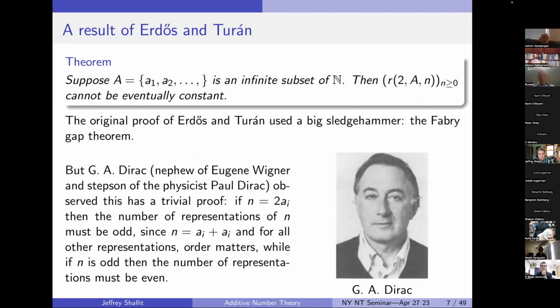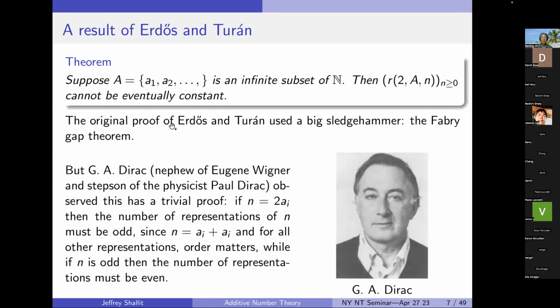So, one of Erdős and Turán's first papers on this subject, they proved the following. Suppose A is some infinite subset of the natural numbers. Then if you look at R2A(n), just to remind you, that's the number of representations of n as the sum of two elements from A, it cannot be eventually constant. So how did they prove this? Well, in their original paper, they used a big theoretical sledgehammer from analytic number theory, the Fabry gap theorem.